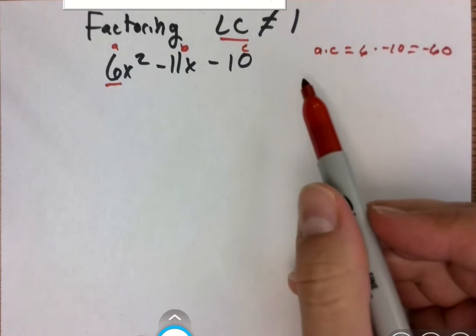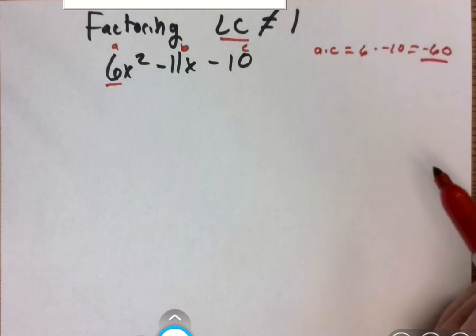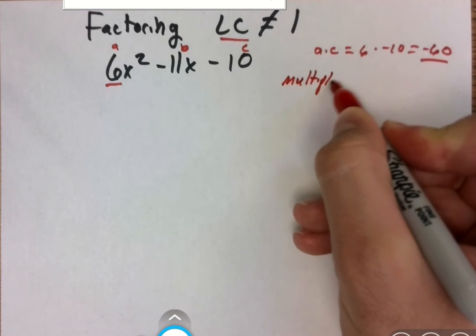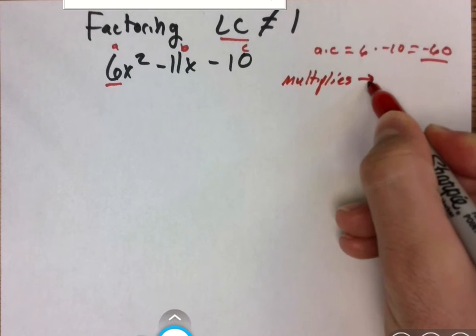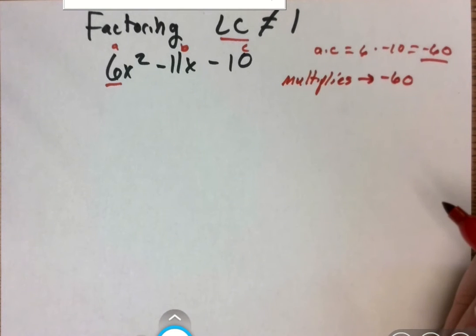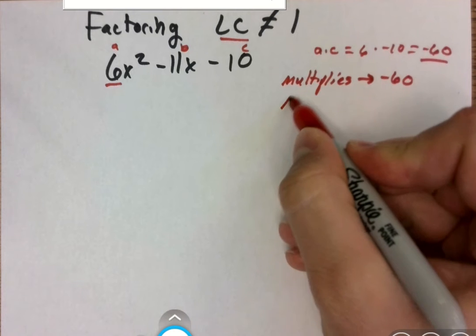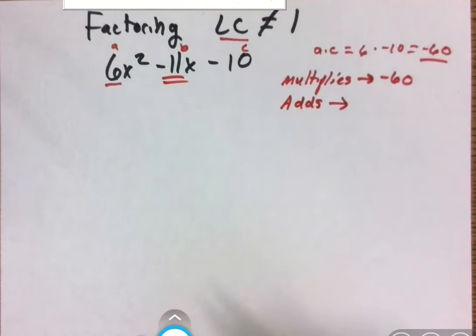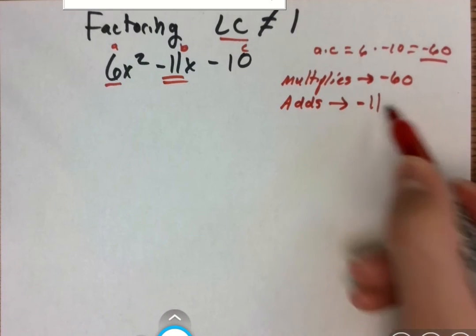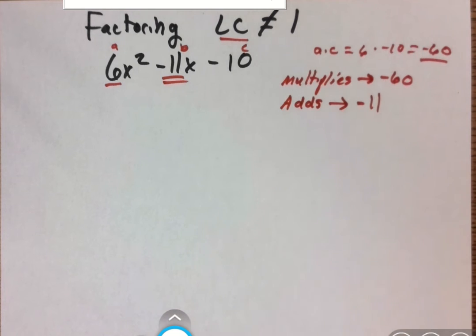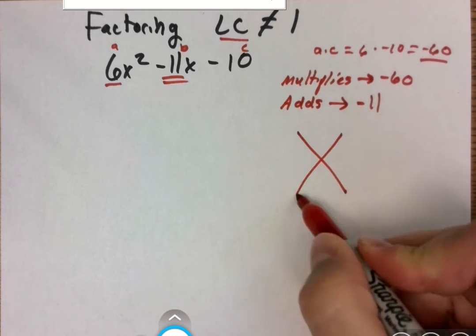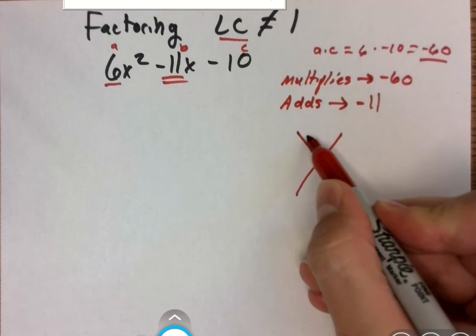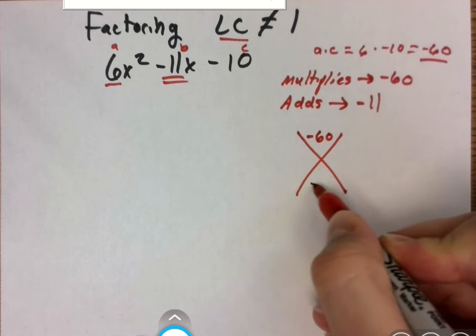And then what I'm going to do with this number is figure out what multiplies to get negative 60 and what adds to get the B value. So the B value in this case is negative 11. Now one way you may have seen it is the big X. So you may have seen someone draw a big X here. Usually they put the negative 60 on top and then the negative 11 on bottom.